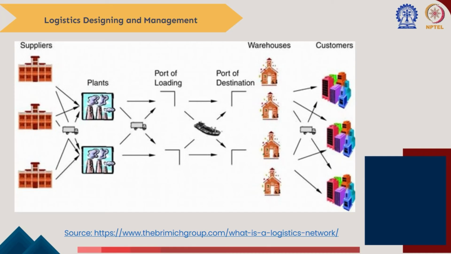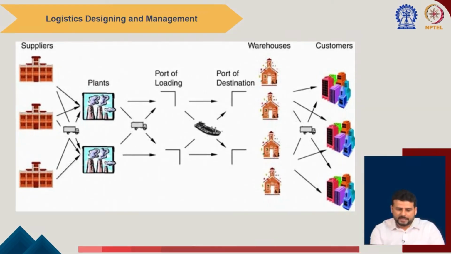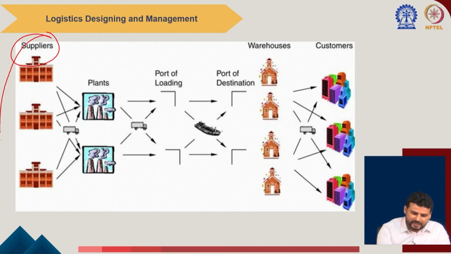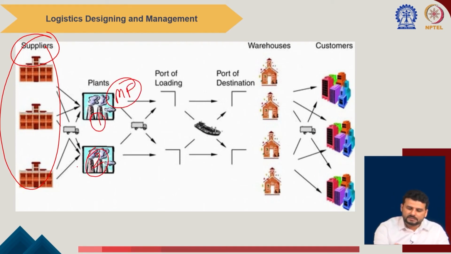Then comes the part of logistics designing and management. When we say designing and management, obviously we need to take care of the first stakeholder, who are suppliers. How many suppliers you want is the first point. Then how many manufacturing plants will be there? Let's say we have 2 manufacturing plants. Maybe the same model, whatever model M1 we are manufacturing here, we are manufacturing M1 here as well, right? So whatever raw material for M1 is required, let's say this raw material is coming from supplier 1. This raw material from supplier 1 will go to your plant 2 as well, right?